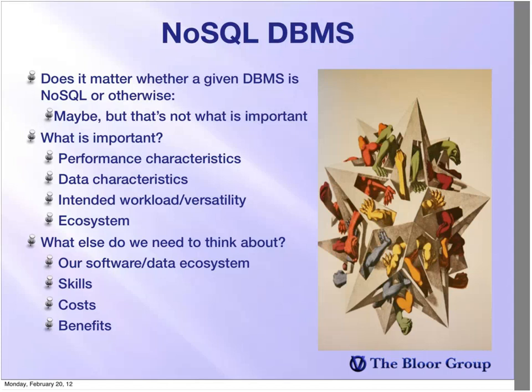And what else do we need to think about? Well, we need to think about our software data ecosystem as to how what we're going to do is going to fit in, simply because we don't build island systems. We may have thought we built them, but they turn out not to be islands. We need to be aware of skills, because the skills requirement will be significantly different for different products. We need to be acutely aware of the costs.